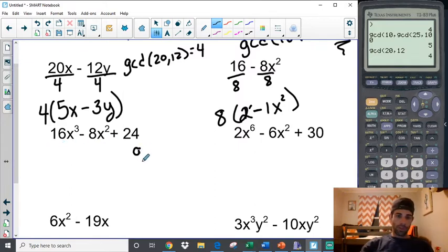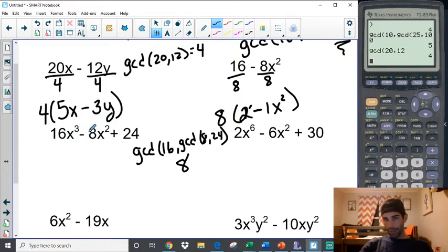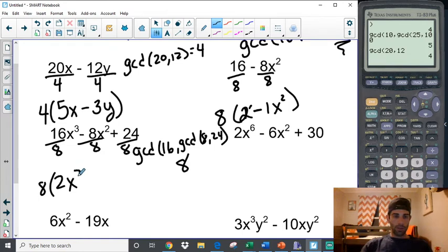So here it's saying what's the GCD between 16, 8, and 24. Calculator will do 8. First term has x cubed, second term has x squared, third term has no x's. So what is in common between an x cubed, an x squared, and then nothing? Well, there's nothing in common because they all must have the same variable. So I'm just going to be dealing with the 8. So I'm going to divide everyone by my GCD of 8. Then I'm going to get 2x to the third minus 1x squared plus 3.